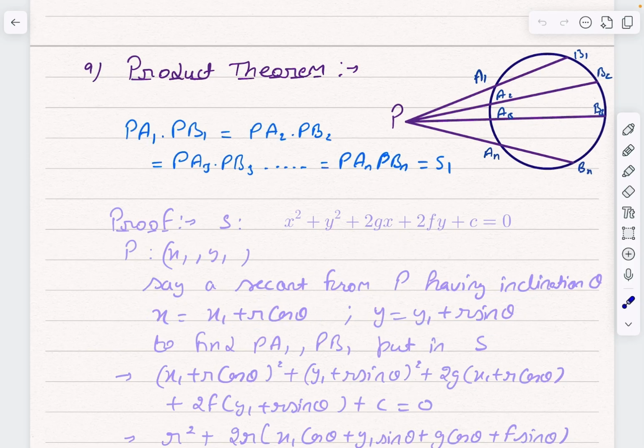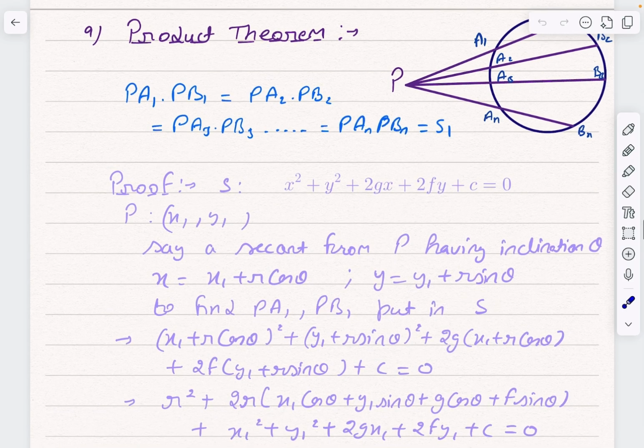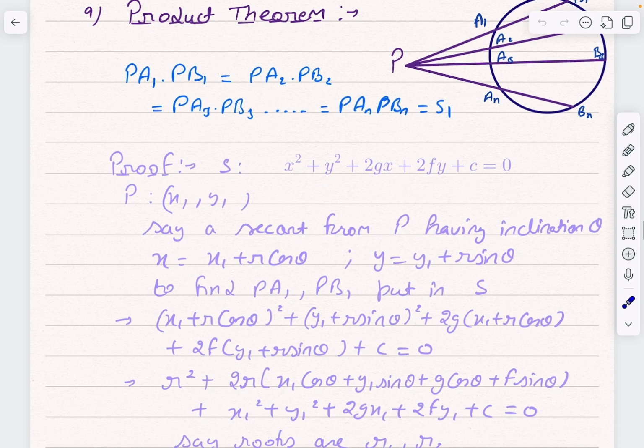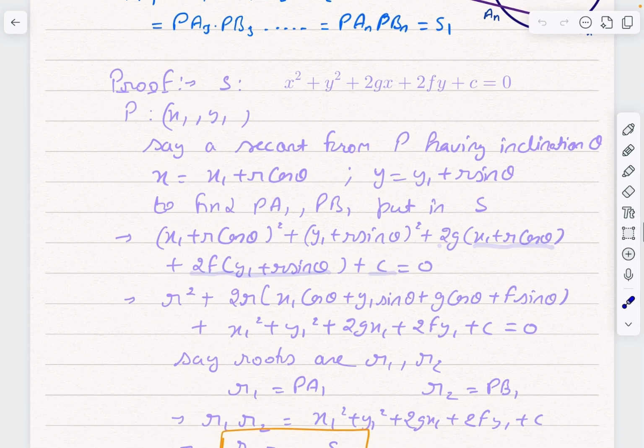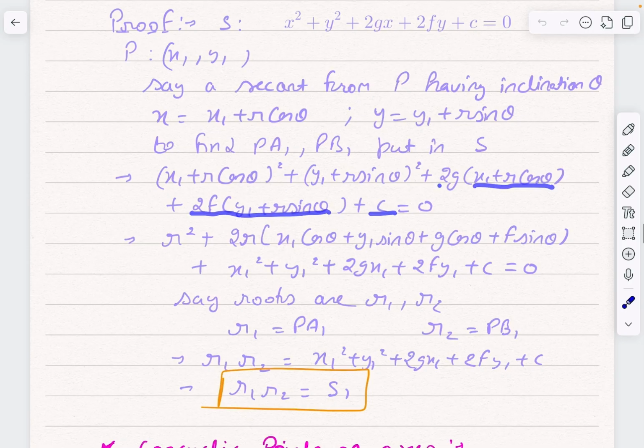Now to find PA1, PB1, you put that in S. Basically this is the parametric form of the line. You want the point of intersection, so you put this into the circle equation. When you put that, you get x1 plus r cos theta whole square, y1 plus r sin theta whole square, 2g times x1 plus r cos theta, 2f times y1 plus r sin theta, plus c. When you simplify, you get a quadratic in r square plus 2r something plus the constant.